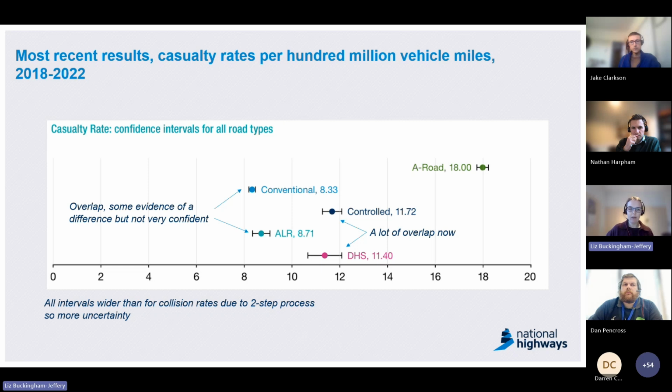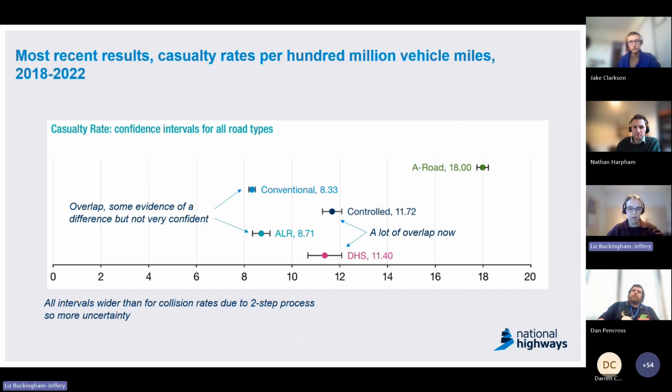And then thinking about casualty rates, these confidence intervals were derived from that compound Poisson process, that two-step process that Dan explained, where we sample from a Poisson distribution and then from the casualty per collision distribution, and combine those two together to get our uncertainty around a casualty rate.